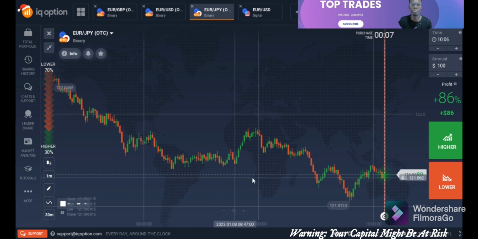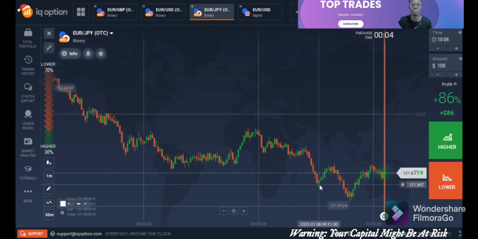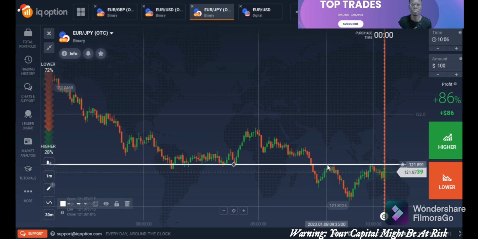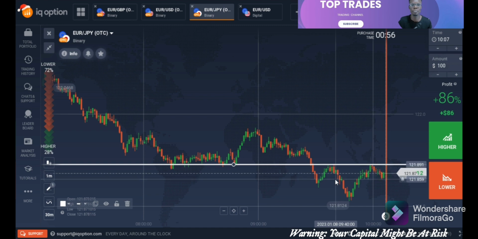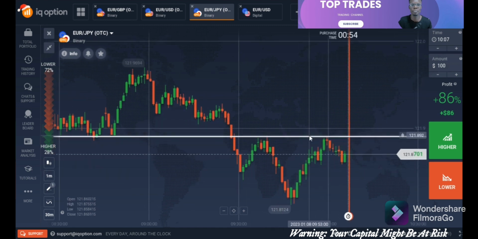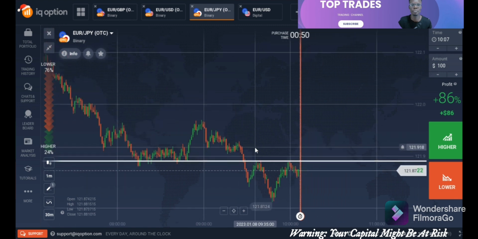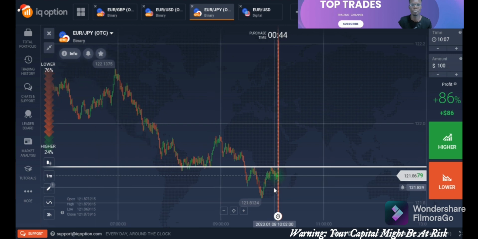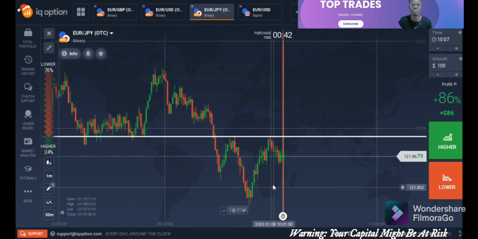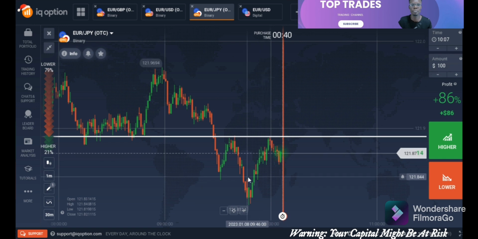So the first thing I'm going to do is draw this key resistance level, and the market is currently here. And when the market is in a downtrend, you are going to be looking for opportunities to sell. So we are going to be looking for the best possible opportunities to sell in this market.